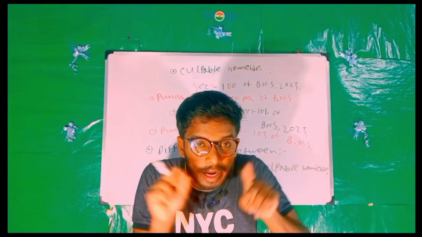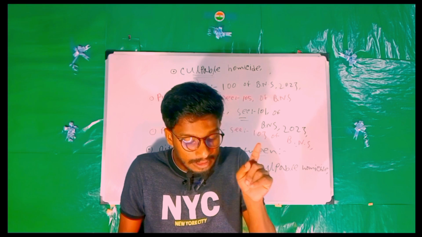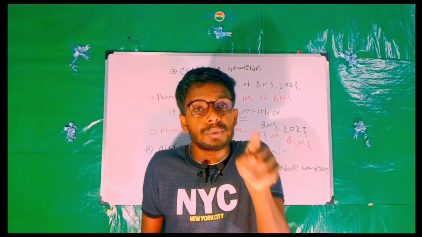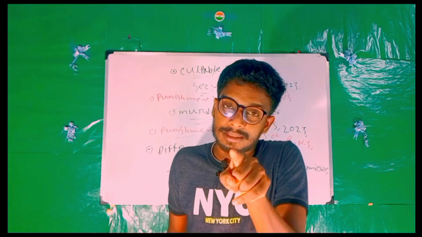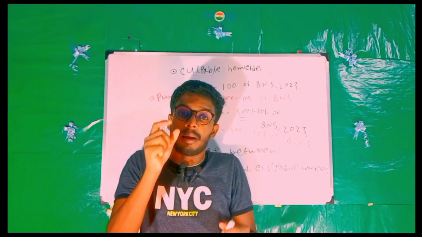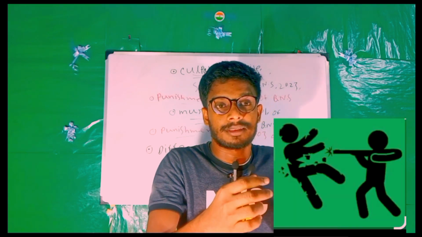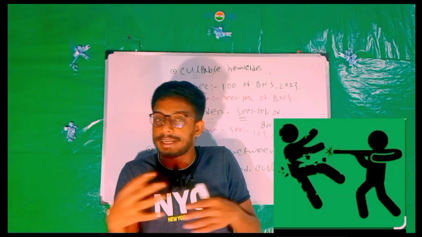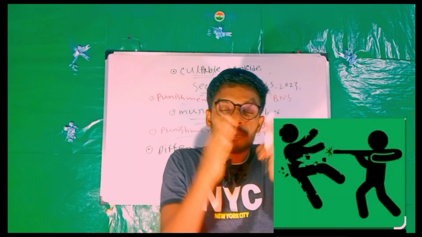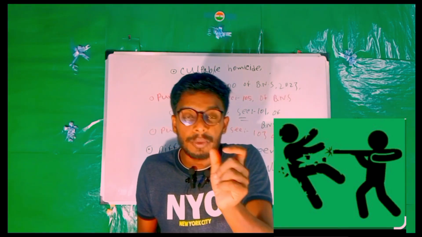From another point of view, that is knowledge: I have knowledge that the act is likely to cause death, that is murder, and in all probability such knowledge may be transferred to murder. So the gravity and nature of the offence decide between murder and culpable homicide, which is the most important thing.